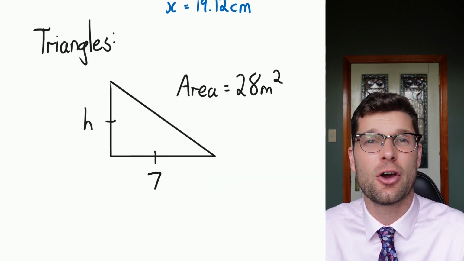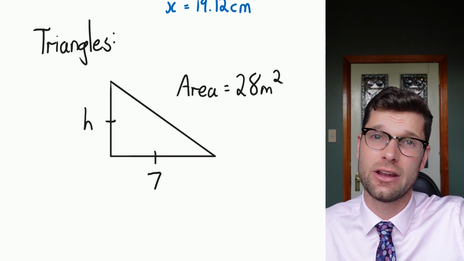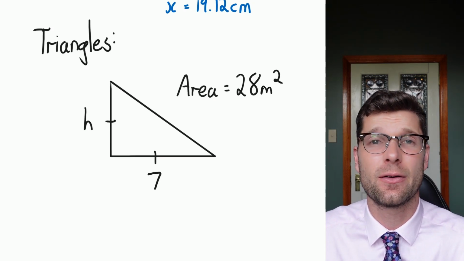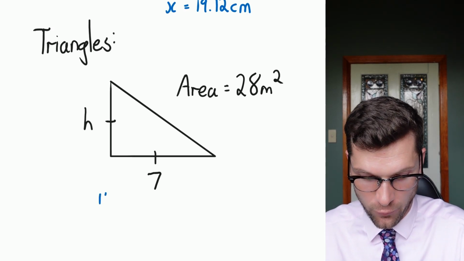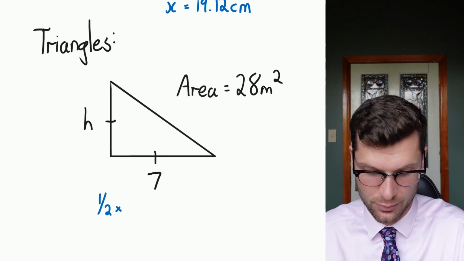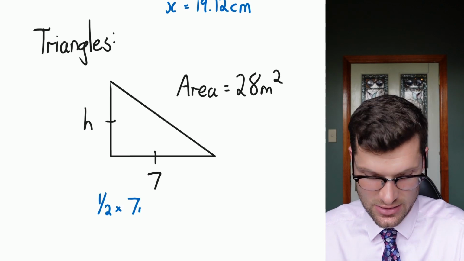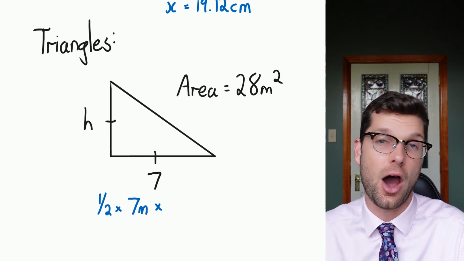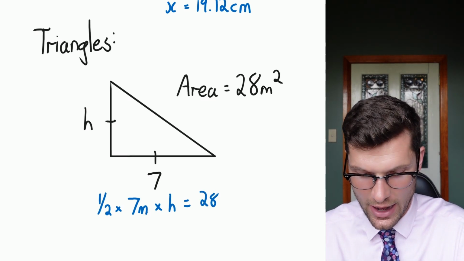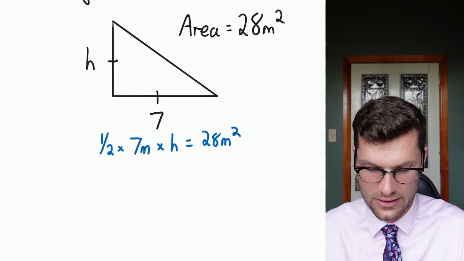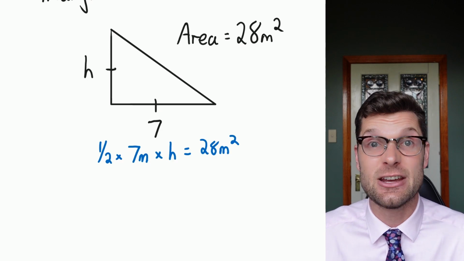Last one here, we've got a triangle. We've got to find out how tall it is. All we've got to do is throw in the formula and then move some stuff around. So I know that the formula for a triangle is a half multiplied by the base, which is 7 meters here, multiplied by the height, which is h, and that has to be equal to 28 meters squared, or what we've been given. So now what I've got to do is get the h by itself.